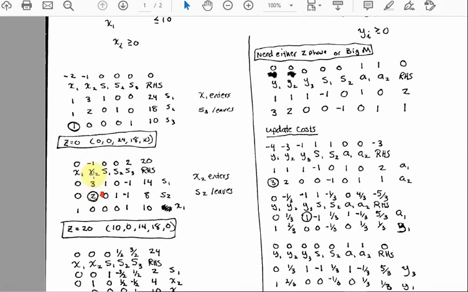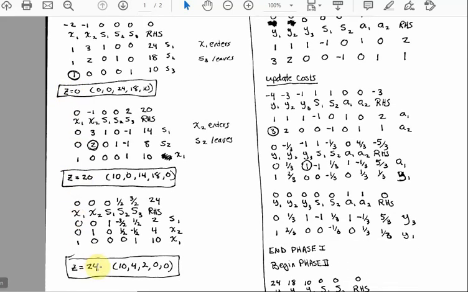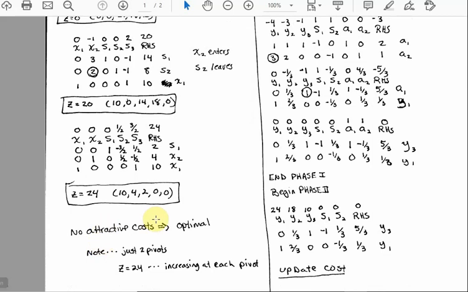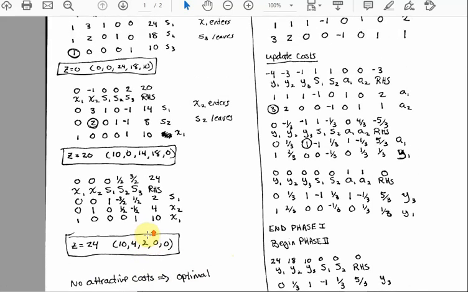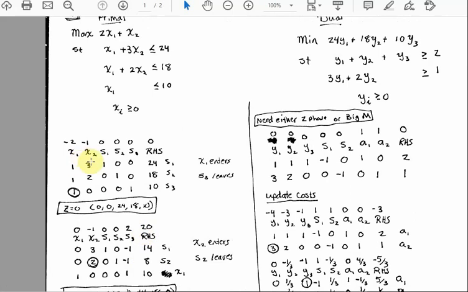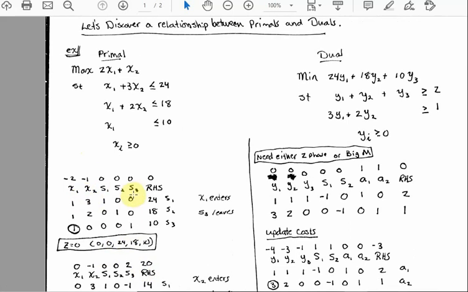Read it later when you have some time. Notice the cost of the objective function goes from 0 to 20 to 24, and there's nothing attractive. We're optimal. Just 2 pivots, and the optimal is 24. It increases at each pivot. That's how linear programming works. The Simplex method improves at each pivot, unless there's degeneracy.